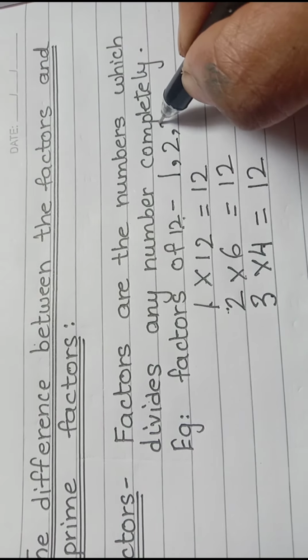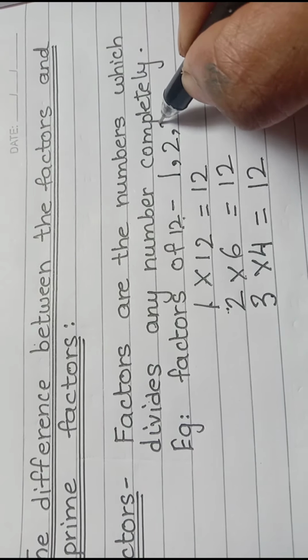Now if you see them very clearly, you will find that I have 1, which is a unique number. 2 is a prime number. 3 is again a prime number. 4 is a composite number. 6 is a composite number. And 12 is a composite number. So I can have both prime and composite numbers, even a unique number also in factors, and we don't repeat any factor.